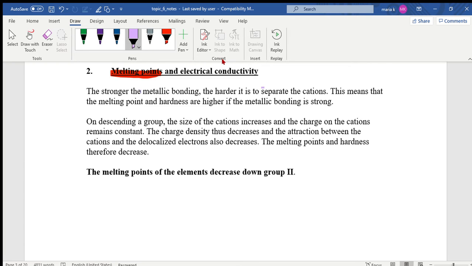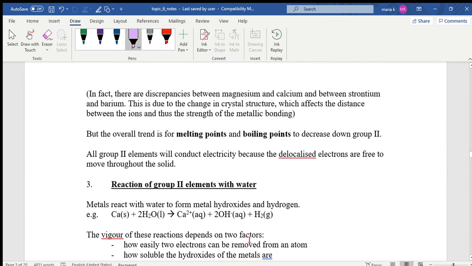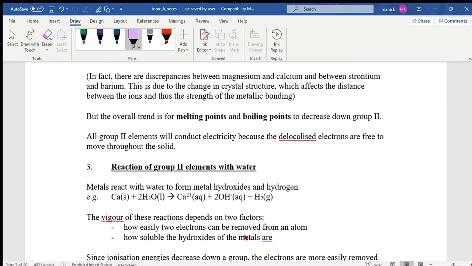So the stronger the metallic bonding, the harder to remove the cations. However, the size of the cation increases as you go down, but the charge remains constant, and so the charge density thus decreases, and that attraction to these delocalized electrons decreases, and therefore the melting point and hardness decrease, I guess. But the overall trend is for melting point to decrease down group 2. They will conduct electricity because they are metals.